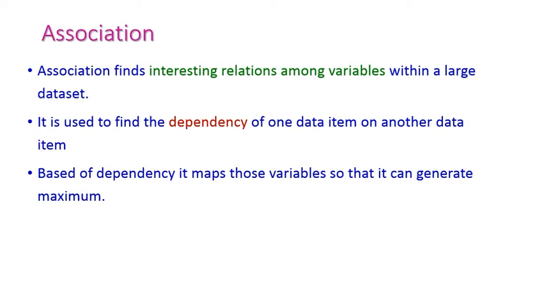The second type of unsupervised machine learning is association. It is used to find interesting relationships among the variables from a large data set. So it identifies the dependency among the data, and based on the dependency it tries to group the data. The data inside a group are highly related, and the data outside the group are highly deviated.